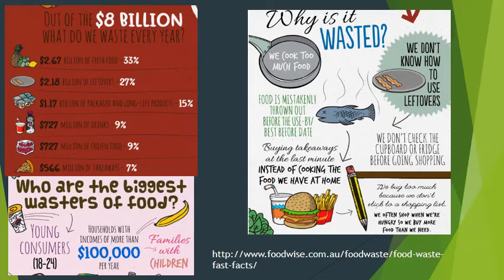2.67 billion on fresh food. So a lot of that would be food that, you know, sitting in the bottom of your crisper going off. 2.18 billion leftovers, so that's things left over from your dinner that then is being thrown out. $727 million worth of drinks, so just the last bit of drinks being thrown out, or you know, things not being finished. 727 million of frozen food, and $566 million worth of takeaway being thrown out.